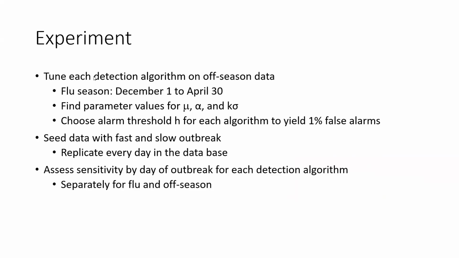So the experiment that we ran was split by whether or not we were in a flu season. The flu season was from December 1st to April 30th, and the off-season was the rest of the year. We conducted the experiment separately by whether we were in the flu season or in the off-season. And we seeded the data, as I mentioned, with fast and slow outbreaks, and then assessed the sensitivity.